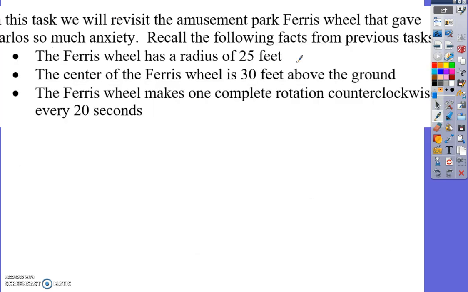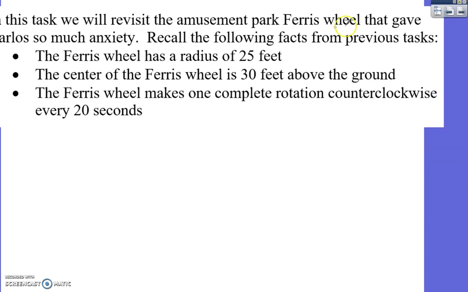All right, so let's get started. And I apologize for those words being cut off and blocked. Let's see, scroll this up. So in this task, we're going to go back to the amusement park with Carlos.